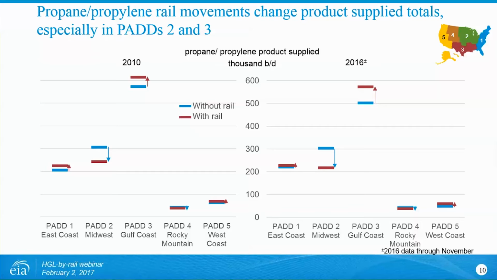And that, of course, makes a lot of sense when you consider the fact that PAD 3 really hasn't seen all that much decline in terms of consumption or in terms of petrochemical throughput in the industry. So PAD 3, that number certainly looks more viable when you consider that with rail than without.